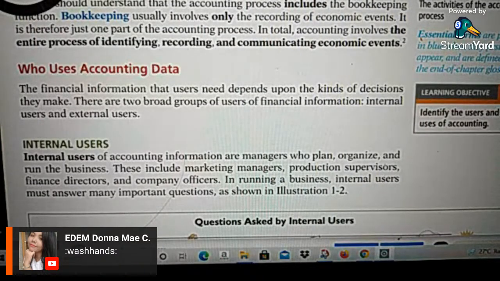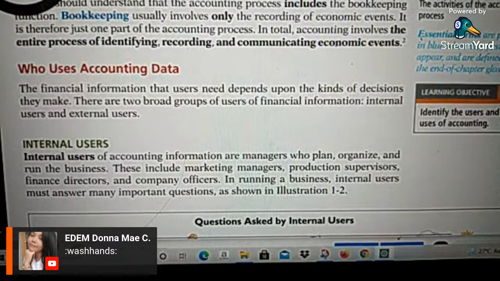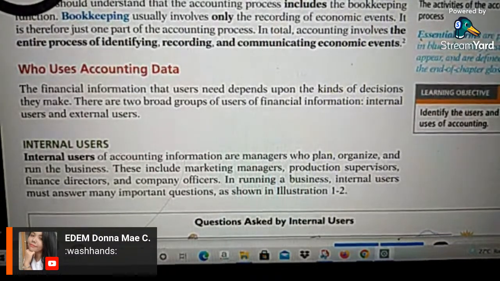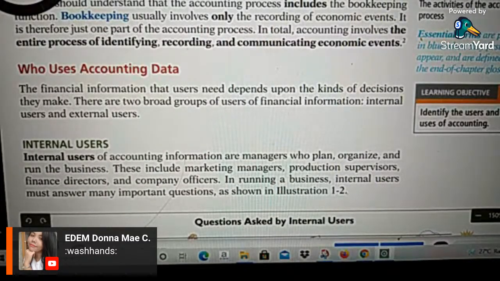Accounting process includes bookkeeping. Bookkeeping usually involves only the recording of economic events. Nagre-record ka, that is already bookkeeping. Okay? And paano mo may re-record? I-identify mo rin. So, yung mga transaction nire-record mo. In total, accounting involves the entire process of identifying, recording, and communicating economic events. So that is the difference between bookkeeping and accounting. Accounting is broader than bookkeeping. Bookkeeping only involves the recording of economic events.